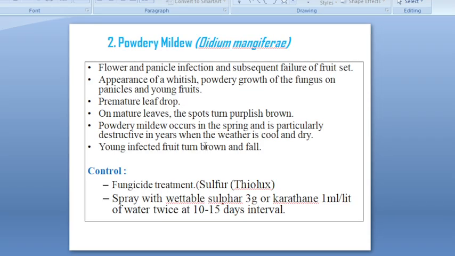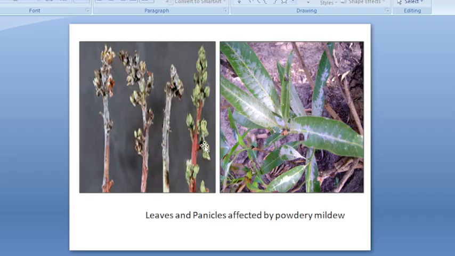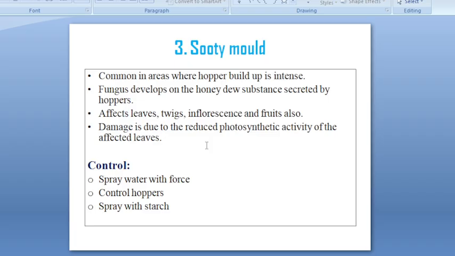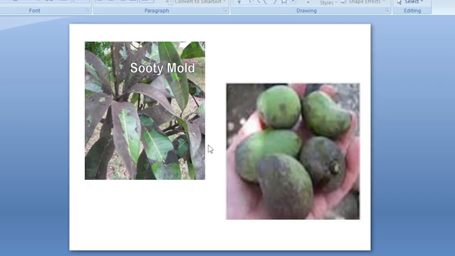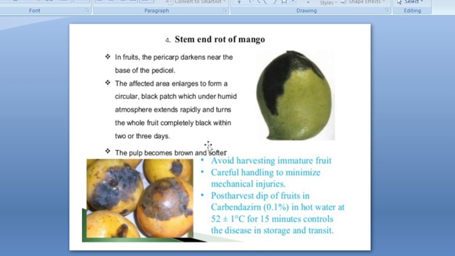Powdery mildew, when there is hot humid weather, we can see the problem of this. We can use any sulfur fungicides. Sooty mold, it is a major problem in case of mango cultivation, mainly because of the sucking pest problem. To control this, we have to control the hoppers, mealybugs. So you can see the severity of sooty mold.